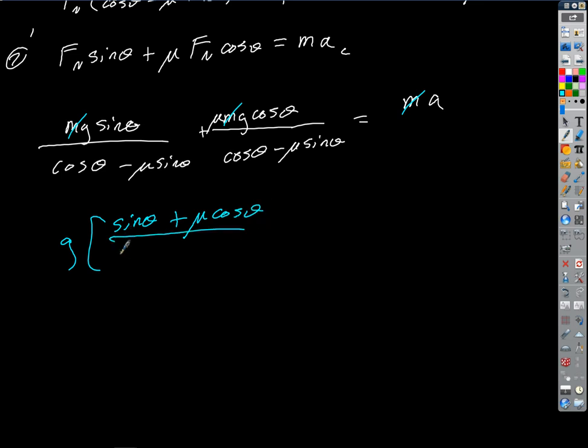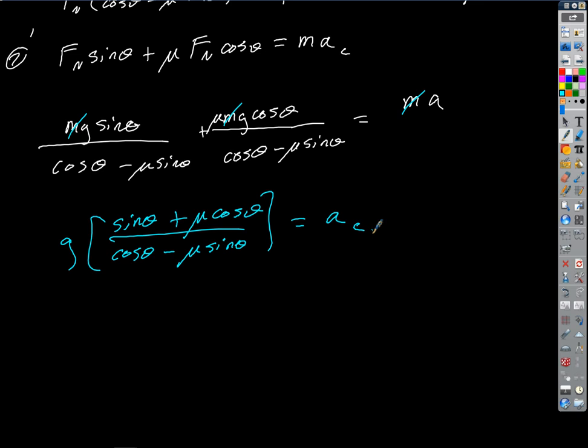Divided by cosine theta minus mu sine theta equals A centripetal, right? So is there a way? That'd be really tough. We multiply it by the conjugate. What are we solving for at this point? Theta. I don't know that we're going to be able to, so let's just solve this numerically. That's going to be pretty hard to solve analytically, right? But we can plug in all the numbers now.